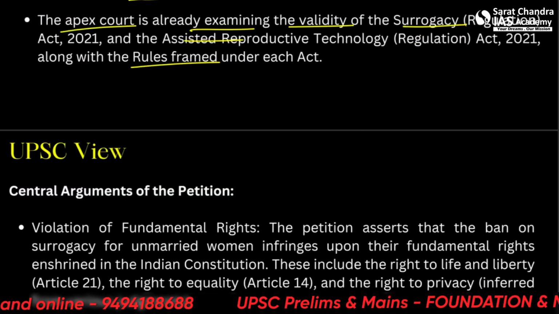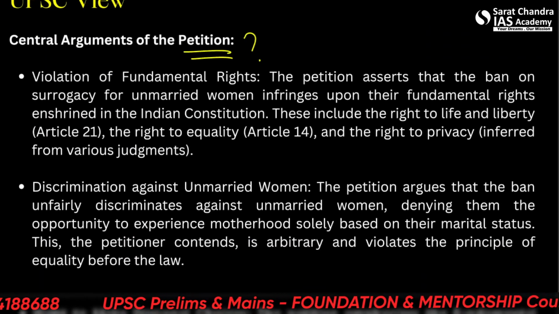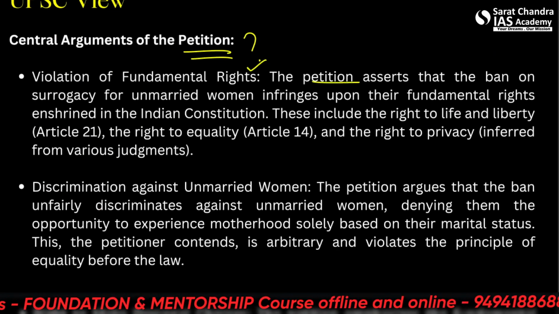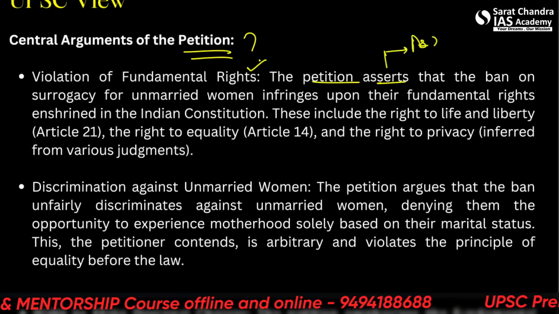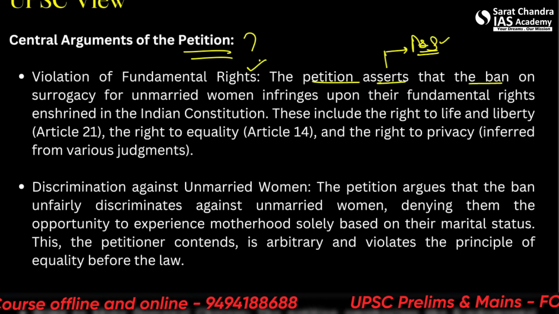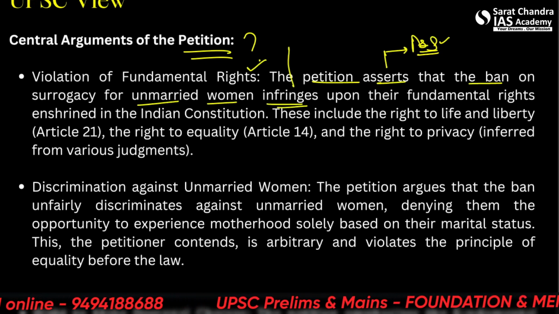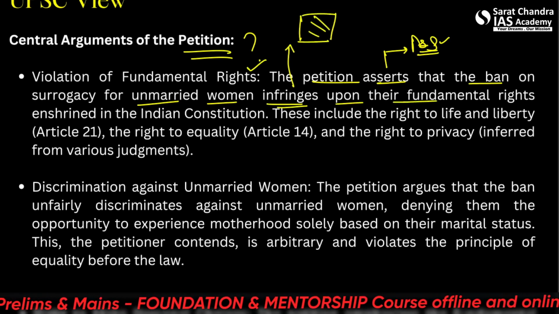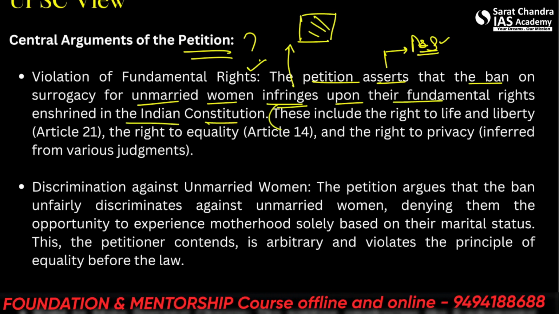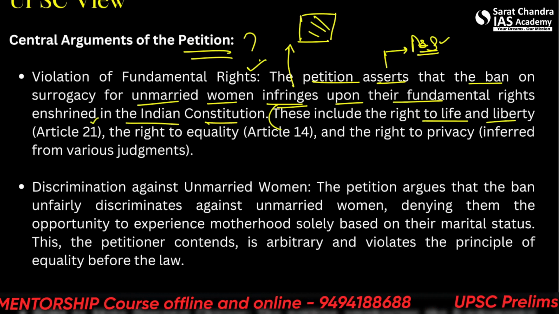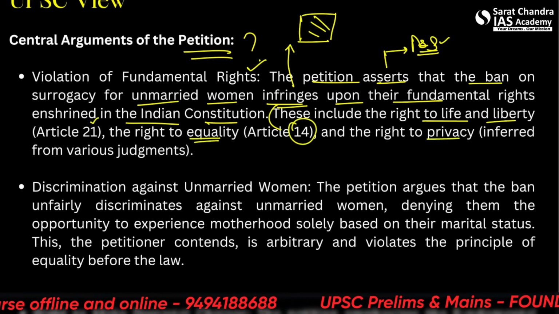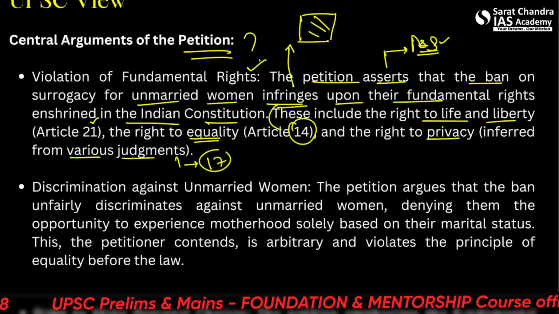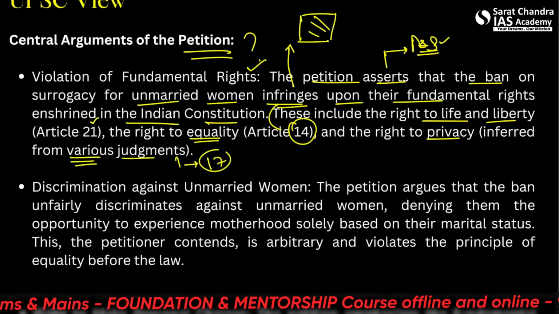Alright, so let's see from a UPSC view, what are the central arguments of the petition? First and foremost is the violation of fundamental rights. The petitioner asserts that the ban on surrogacy for unmarried women infringes upon their fundamental rights enshrined in the Indian Constitution, which include the right to life and liberty under Article 21, the right to equality under Article 14, and the right to privacy inferred from various judgments under Article 17. So which judgment is related to the right to privacy? Puttaswamy judgment.